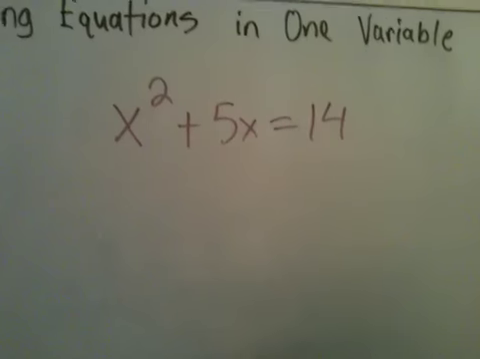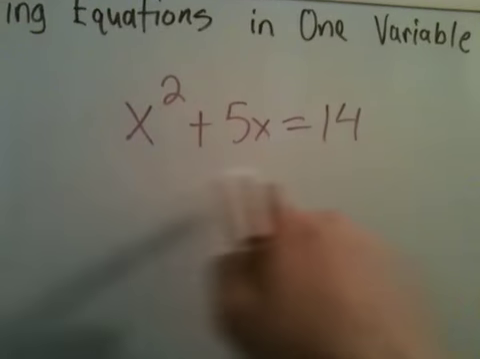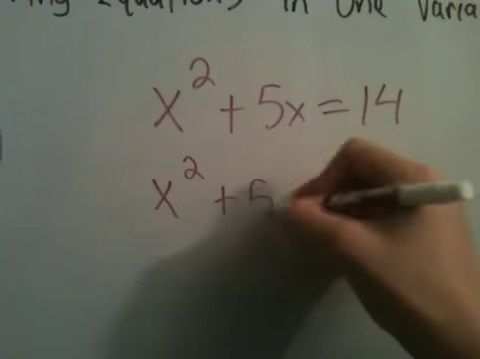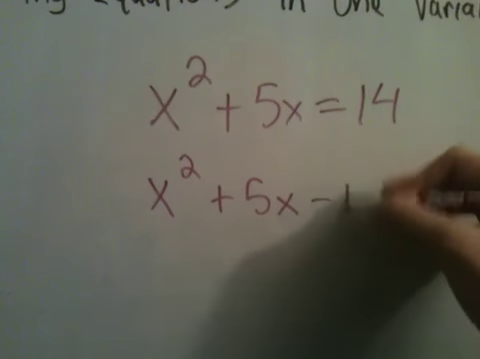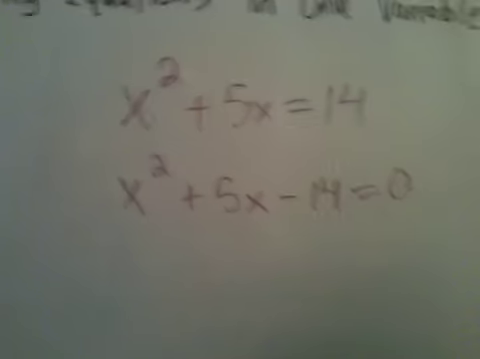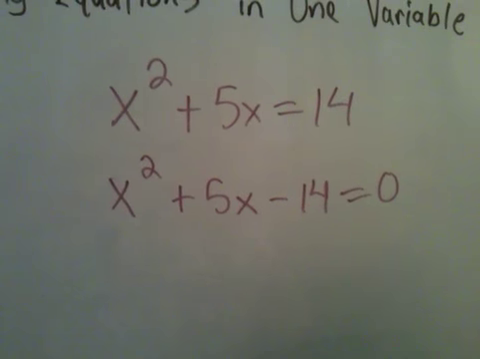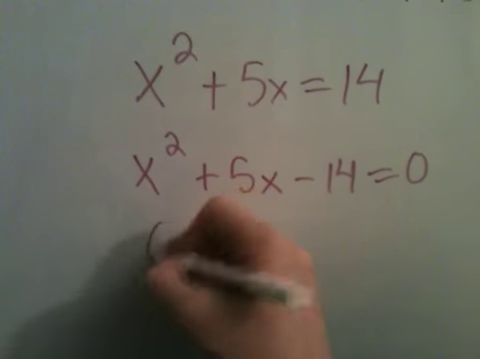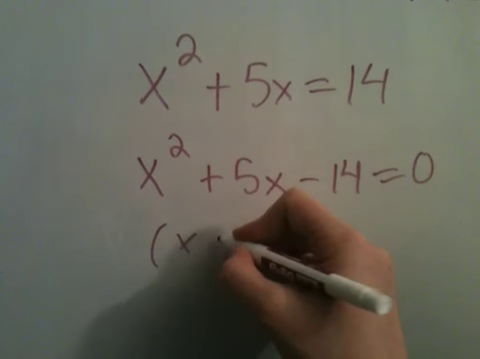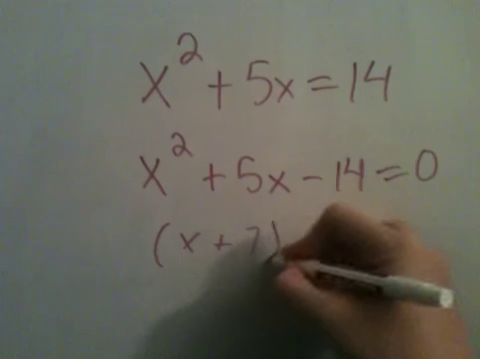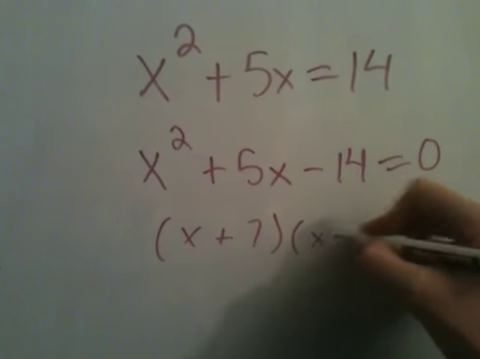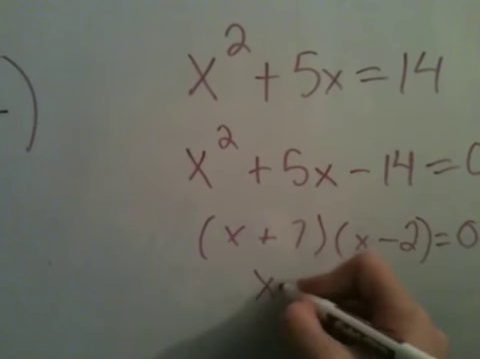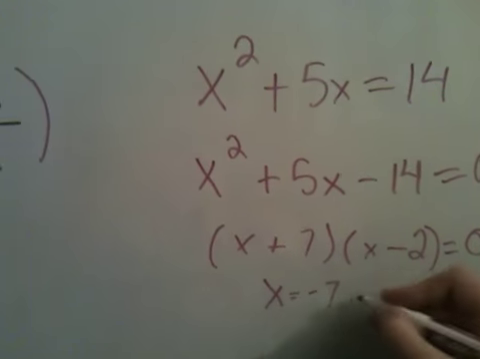Okay, so let's think about how to solve this. I have a quadratic equation. Because it's to the second degree, let's get everything on one side and see if it's possible to factor. So I'd subtract the 14 over. Let's see, well, 2 times 7 gives us 14, and if I make the 2 negative, then that will give me 5 when I add them together. So that's plus 7, because I want it to be a positive 5, and minus 2. So that means that x equals negative 7 and positive 2.